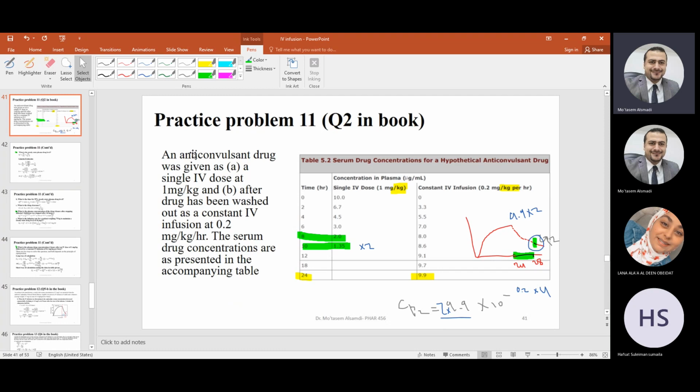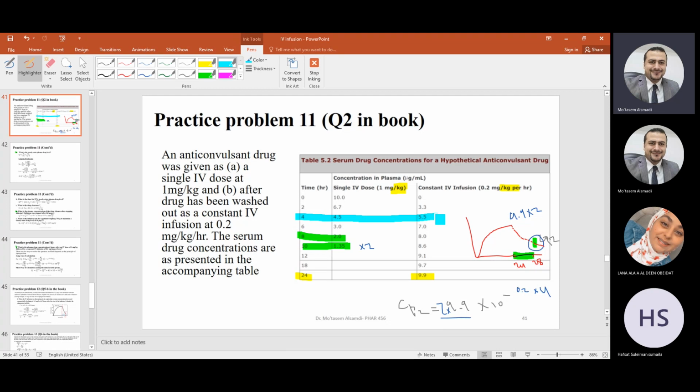Okay, so I'll go back to the table here. The values at 4 hours are how much? Here, I know from the same IV bolus dose and the same IV infusion, the concentrations were 4.5 and 5.5. So the total is 10, right? This is a smarter way to do it.